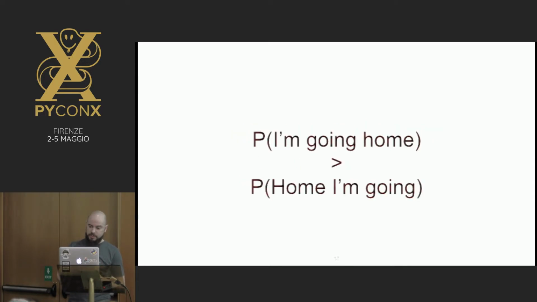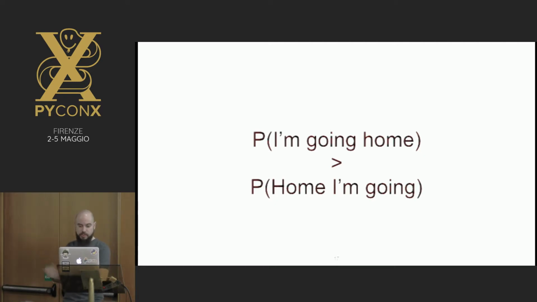What do we want from the model? We want to capture some aspects of the language. For example, you would say, I'm going home. You don't say, home I'm going, right? So the order of the words does matter in natural language, and you want the model to capture this aspect. You would like the probability of I'm going home to be much higher than the probability of home I'm going, which should be close to 0.